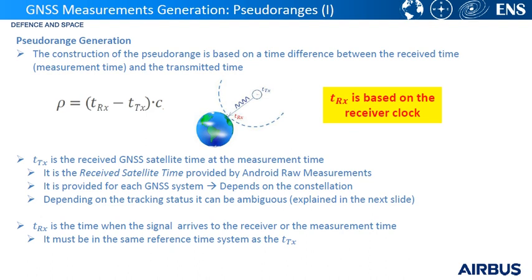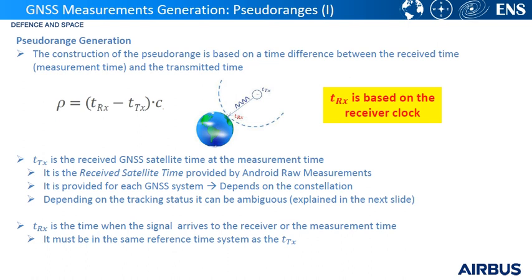On the next few slides, we will see how to compute pseudoranges. The construction of the pseudoranges is based on a time difference between the received time, measurement time, and the transmitted time. TTX is the received GNSS satellite time at the measurement time. It is the received satellite time provided by the Android raw measurements.